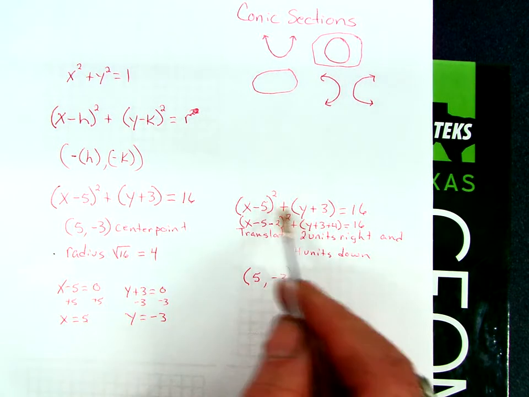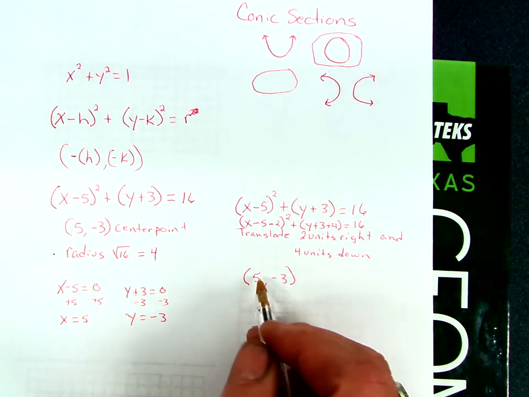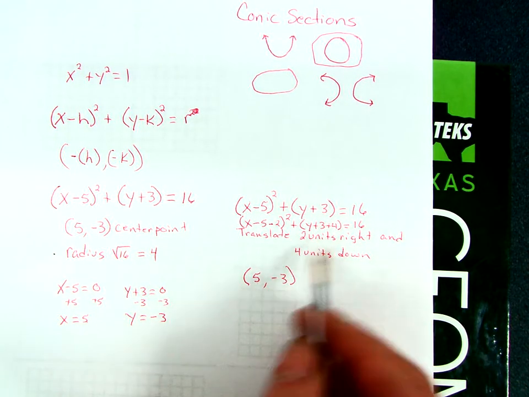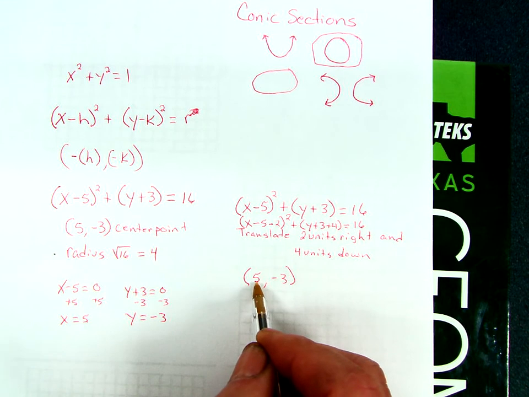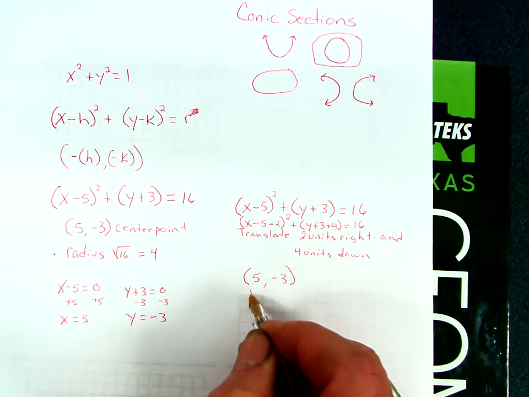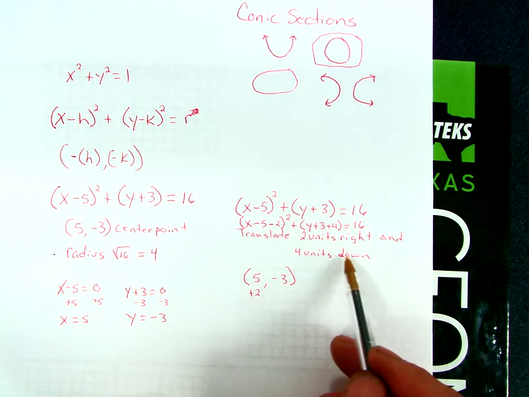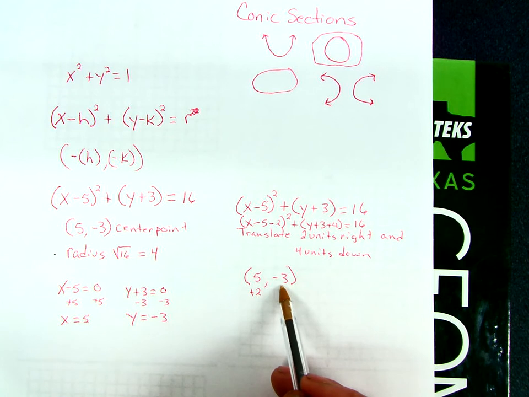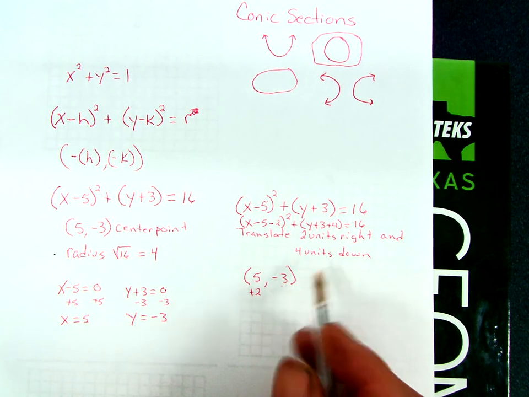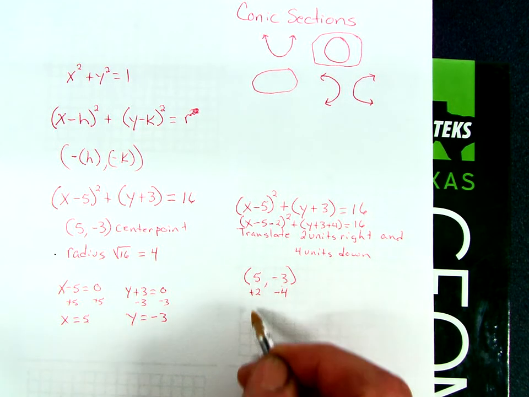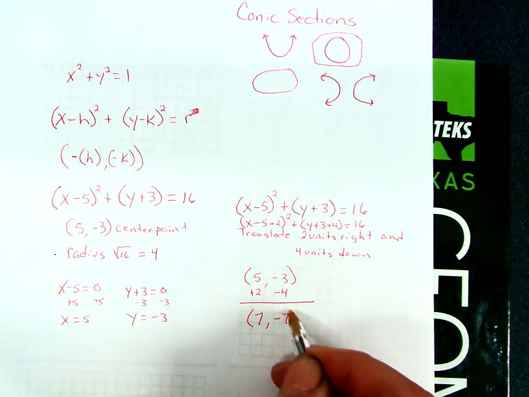Or I could just get my center point from the original equation. I need to go 2 units to the right. For +5 on the x number line going right, I would actually add 2 more. And then go down 4 units. Here's my y value, the center point. On the y-axis, I'm at -3. I need to go down 4 more, so I subtract 4 more. And that gives me the center point, 7, -7.